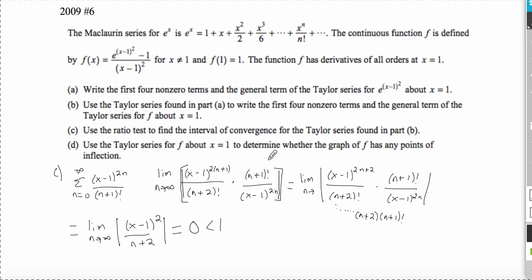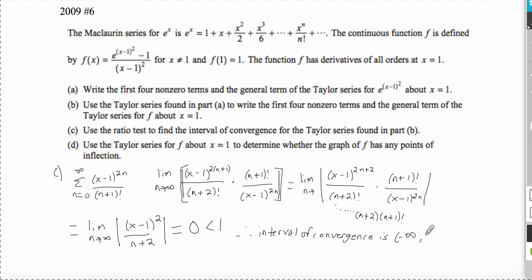Which means that our series up here is going to be convergent, and it doesn't matter what x is. So what can we say about this? Because ultimately this question is asking us about the interval of convergence, it doesn't matter what x is. We can then say, therefore, the interval of convergence is, we just say, negative infinity to infinity.